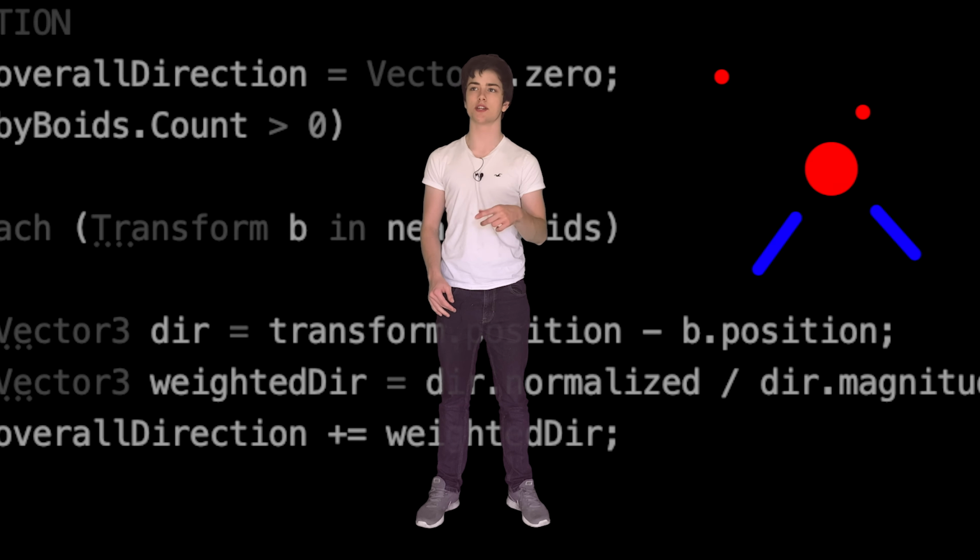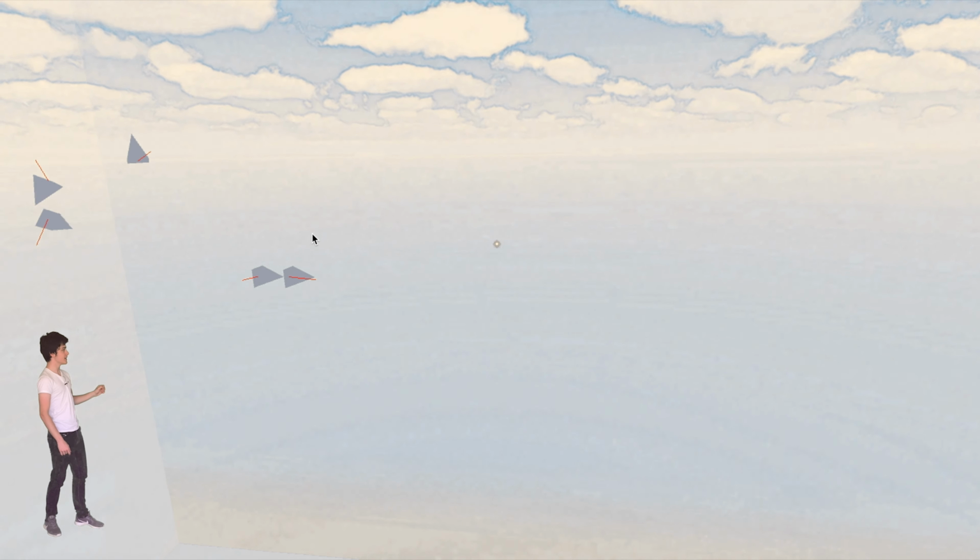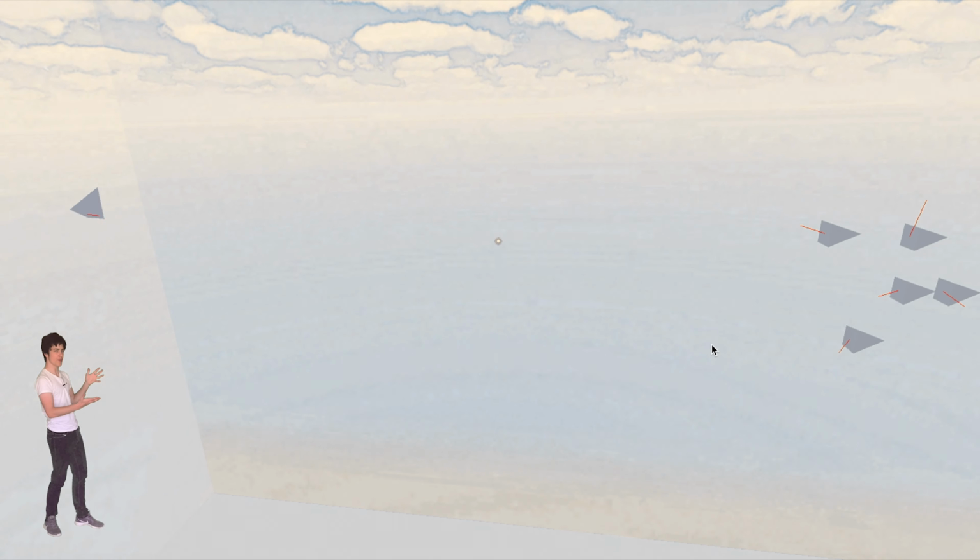Separation, I defined as the direction to get away from each nearby Boid divided by the distance to each Boid, and the sum of that. And you can see, if we draw the lines between each Boid, the more crowded they are, the more they want to get away.